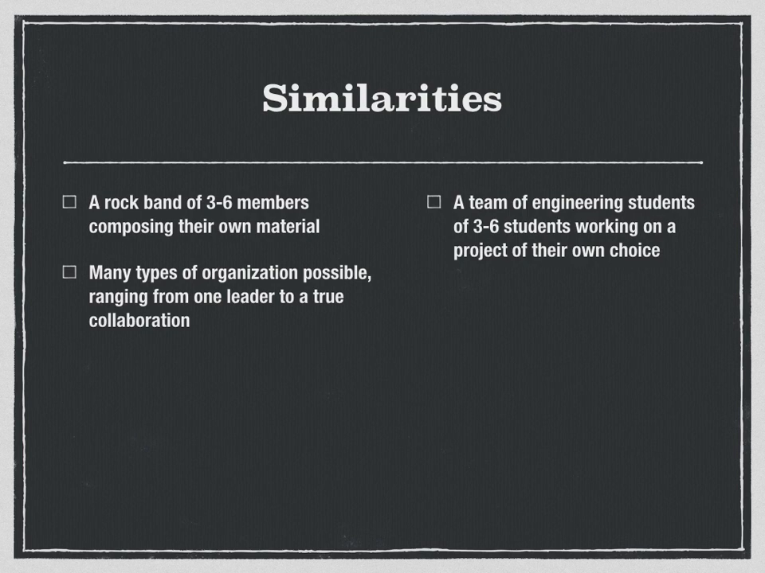If we look at the rock band and music ensembles in general, there are many types of organization possible, ranging from just having one leader to having a true collaboration between everyone involved. And the same thing holds for the engineering team. There could also be several types of power structures in a small group of people.